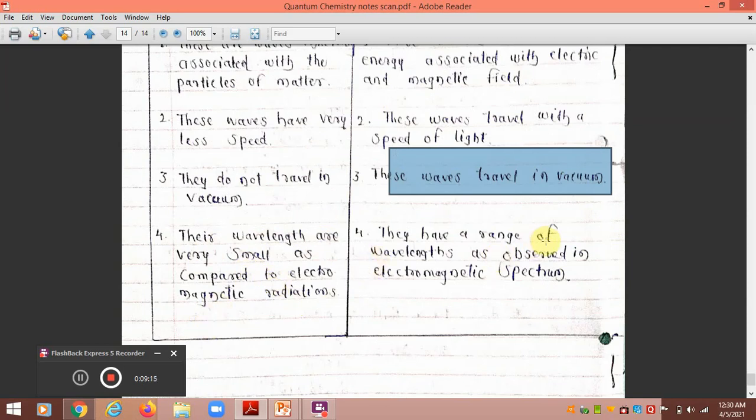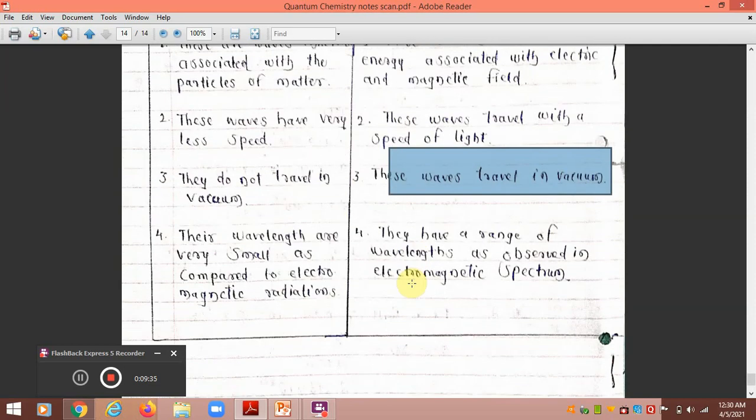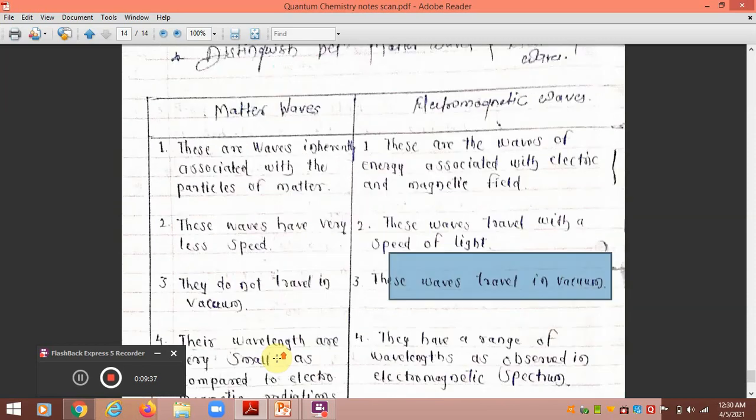in the form of a range that we call the electromagnetic spectrum, and this electromagnetic spectrum has a wide range of wavelengths because it consists of many types of electromagnetic radiation. So these are some points regarding the distinction between matter waves, which consist of particles, and electromagnetic waves, which are associated with electric and magnetic fields. Matter waves show the dual nature. So these are the most important part of quantum chemistry.